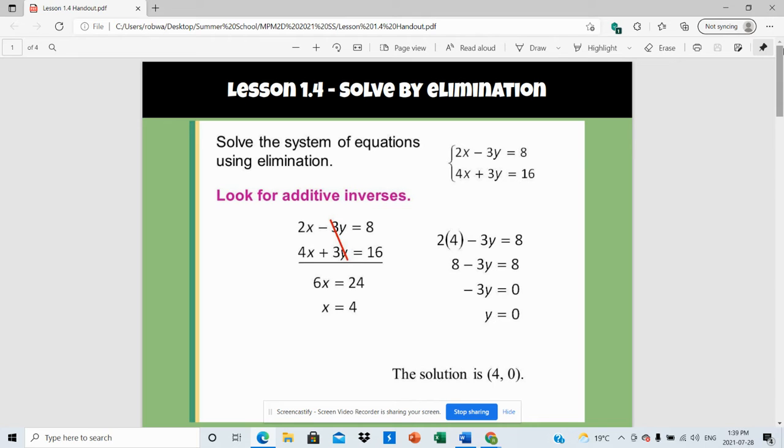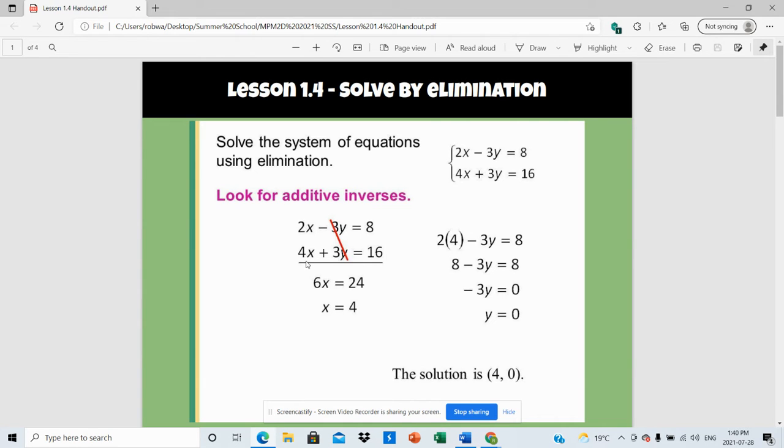Our equations are 2x minus 3y equals 8 and 4x plus 3y equals 16. Notice that here we've got a minus 3y and a plus 3y. So if we add these two equations together, our y's are going to cancel out. We're going to eliminate our y's. So that's what we're going to do.